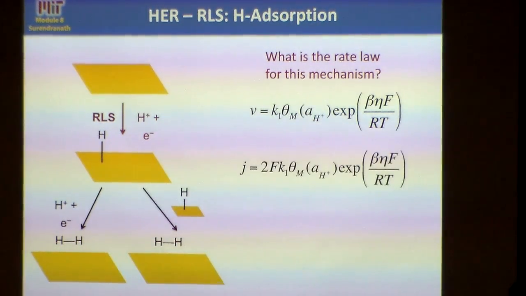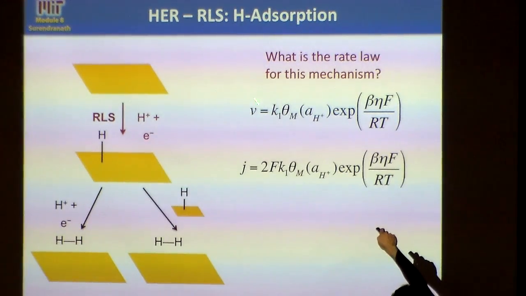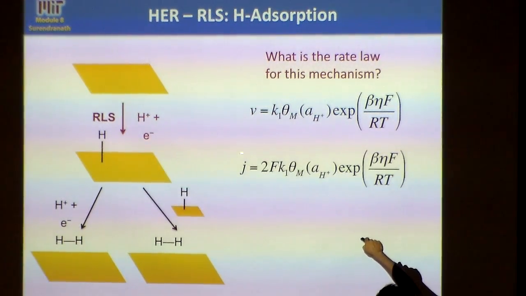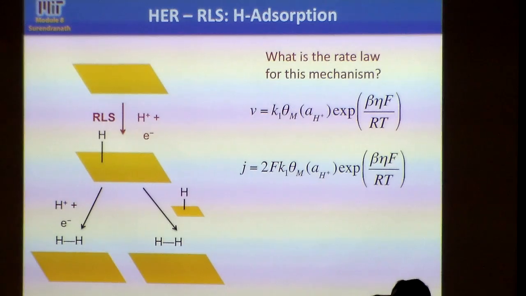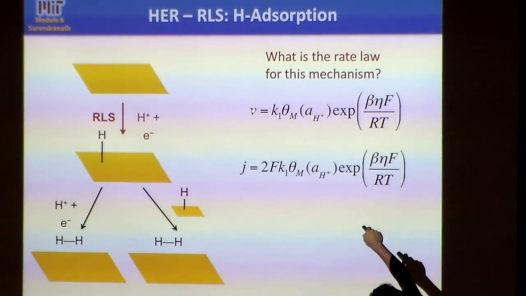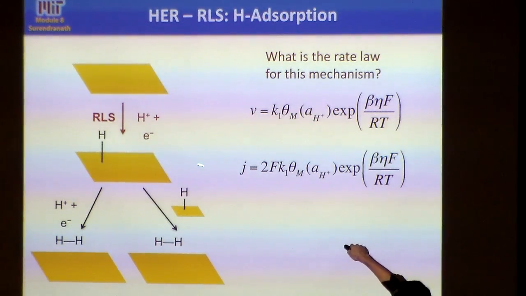So if we do this, this is telling us the rate of the reaction. We can turn that into a current by simply noting that there are 2 electrons transferred in the overall process and Faraday's constant. In other words, this v times nF is going to give us the J, and that's all we're doing in this substitution.